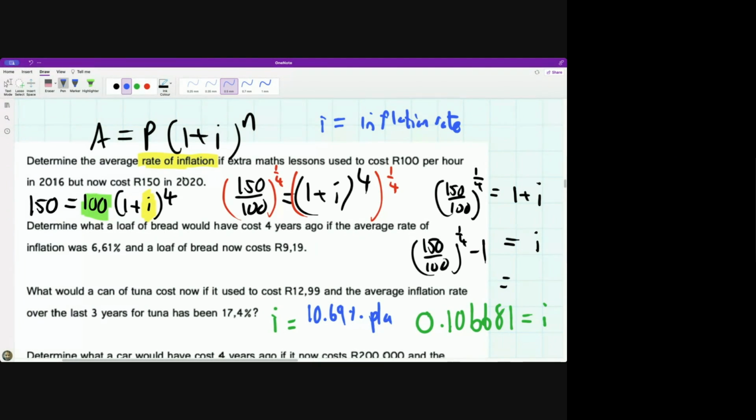Oh, wait, 10.6668, 10.6. Oh, I made a mistake, everyone. Can you see my mistake? It's 10.67. Apologies. Give me a thumbs up if you're with me. Give me a thumbs down if I've lost you.